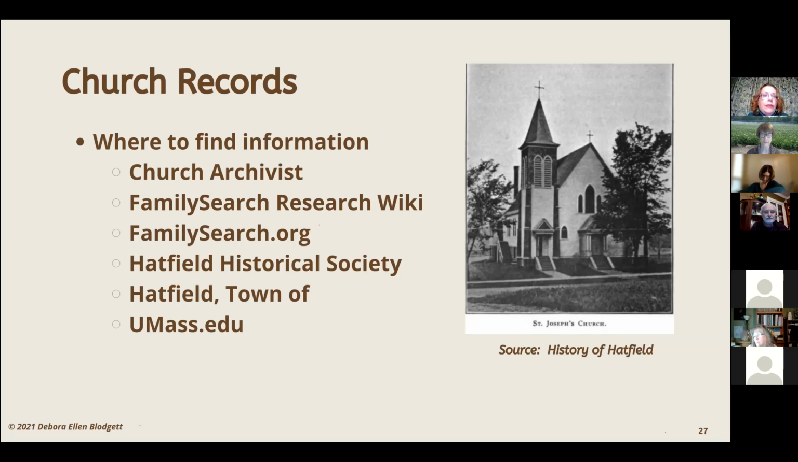I always go to the Family Search Research Wiki. They have lots of great links listed for all the available records in a certain geographic location. Some of those records you might be able to find on FamilySearch.org. You can always check directly with the Hatfield Historical Society and the town of Hatfield. And UMass Amherst has a great genealogy library, and they might be able to have information on where to find records of the local churches.